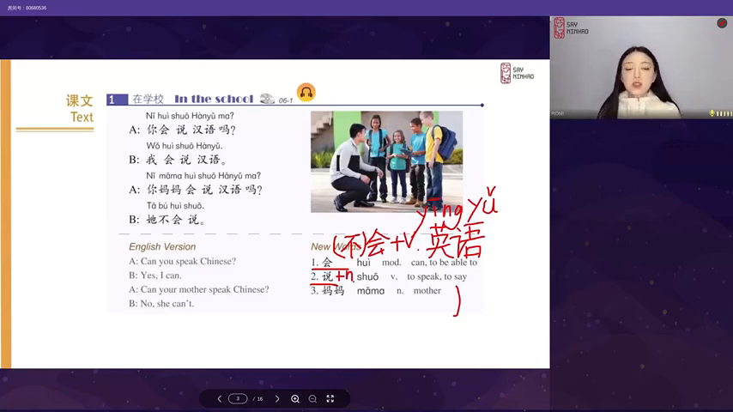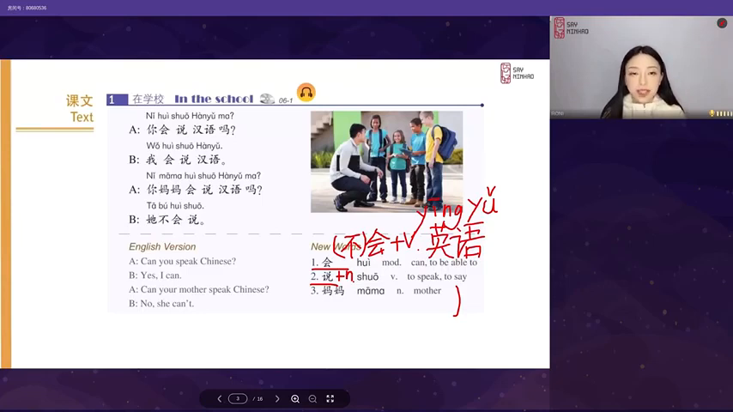So try to say Chinese speak Chinese. Try to translate this sentence. Chinese speak Chinese. It is 中国人说汉语, right? 中国人 means Chinese people. Chinese people speak Chinese is 中国人说汉语.